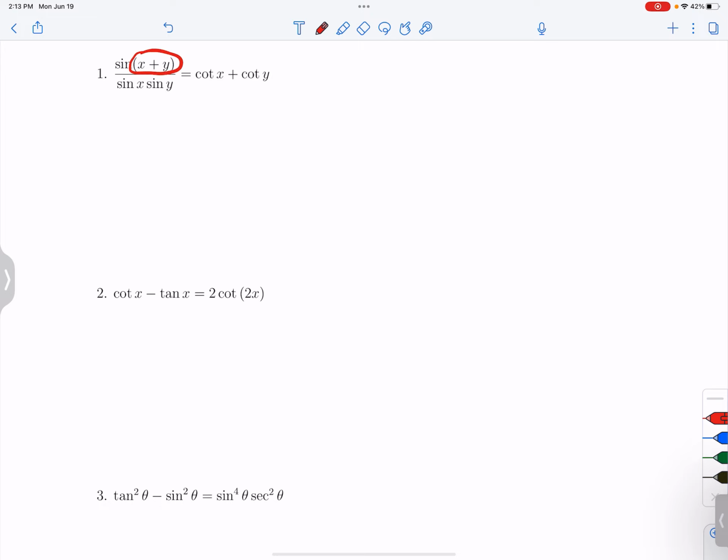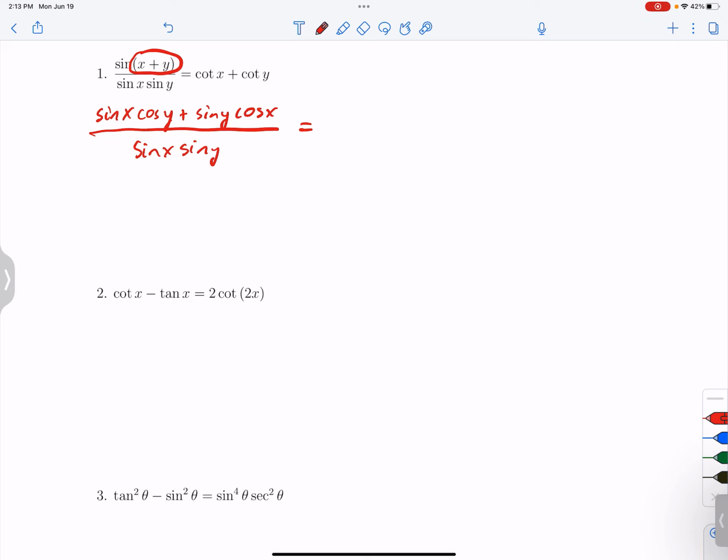Here's a sum formula for sine, so I'm going to expand that out. Sine of the first, cosine of the second, plus sine of the second, cosine of the first, divided by sine of x, sine y. I'm just going to leave that right-hand side the same for now.